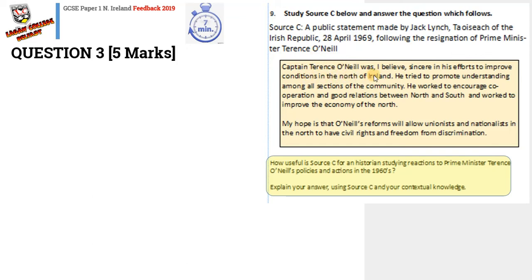Captain Terence O'Neill was, I believe, sincere in his efforts to improve conditions in the north of Ireland. He tried to promote understanding among all sections of the community. He worked to encourage cooperation and good relations between North and South, and he worked to improve the economy of the North. My hope is that O'Neill's reforms will allow Unionists and Nationalists in the North to have civil rights and freedom from discrimination. And your question is: how useful is that source for an historian studying reactions to Prime Minister Terence O'Neill's policies and actions in the 1960s? You have to explain the answer using Source C and your contextual knowledge.